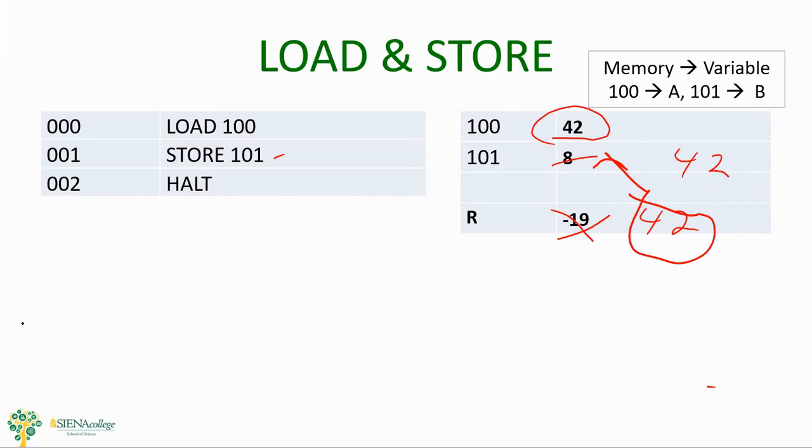So if we assume that memory location 100 is A and memory location 101 is B, we're going to load 100. We're going to load A, and we're going to store it into B. So B equals A would be the Python equivalent of this assembly code.